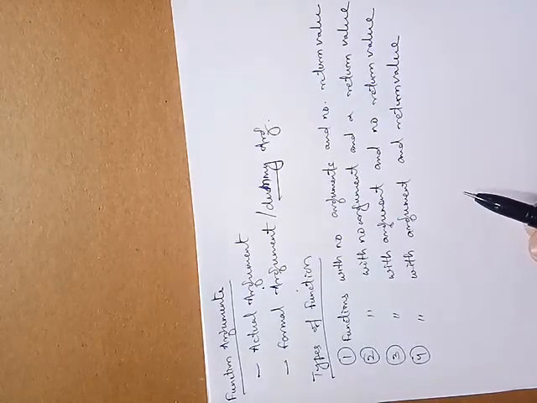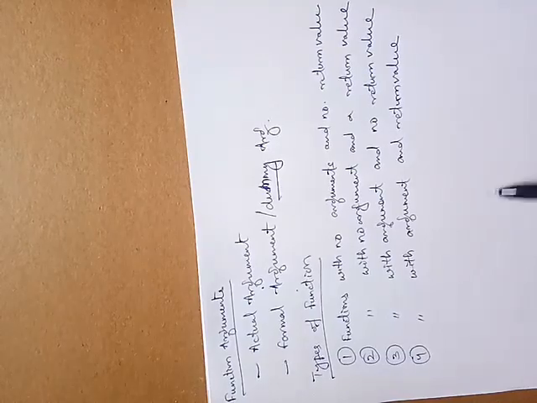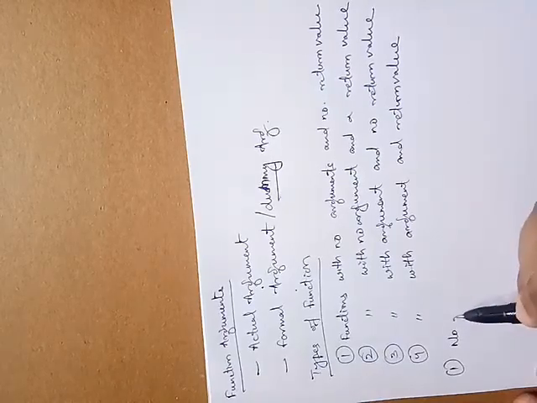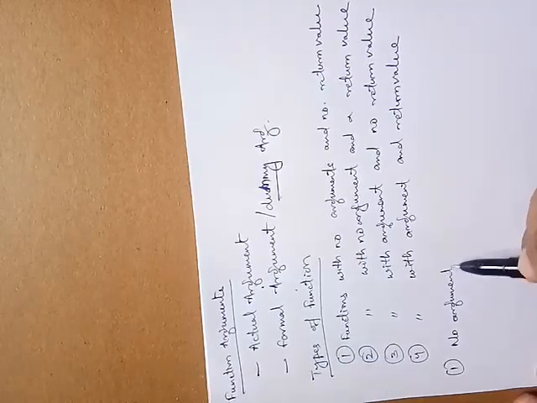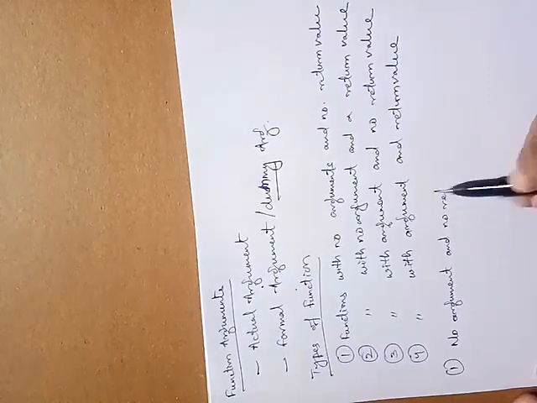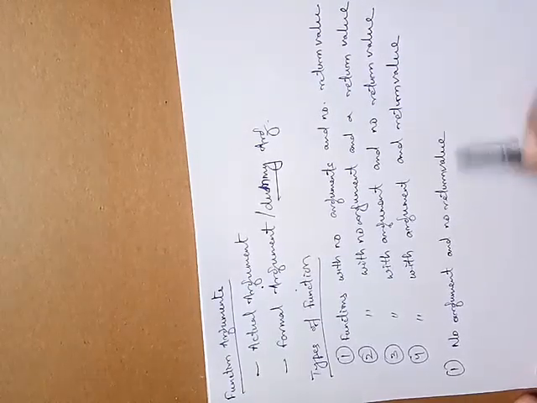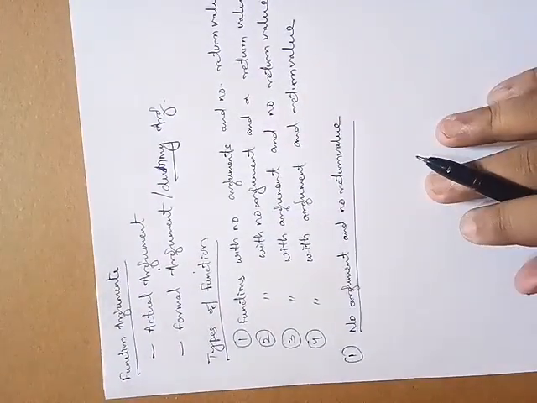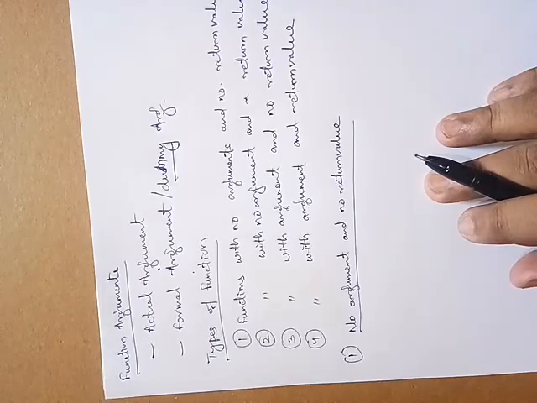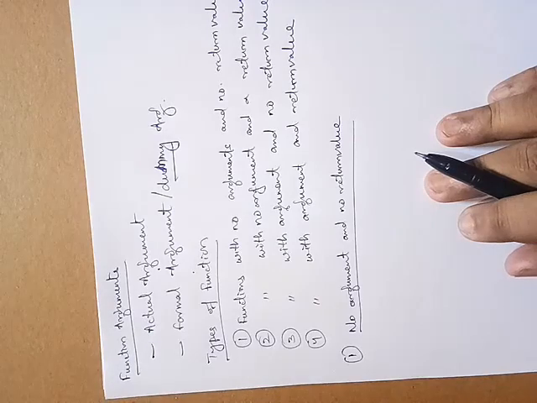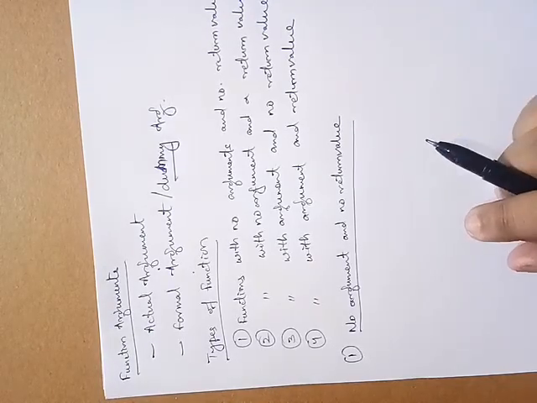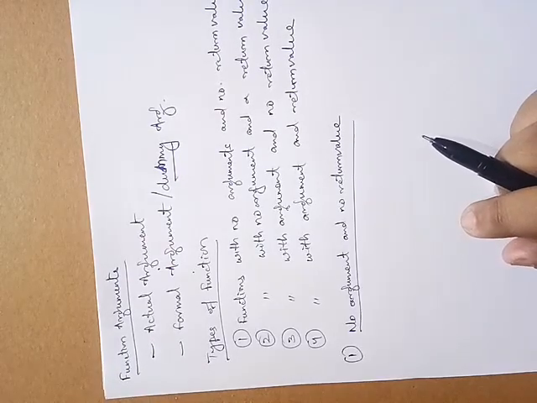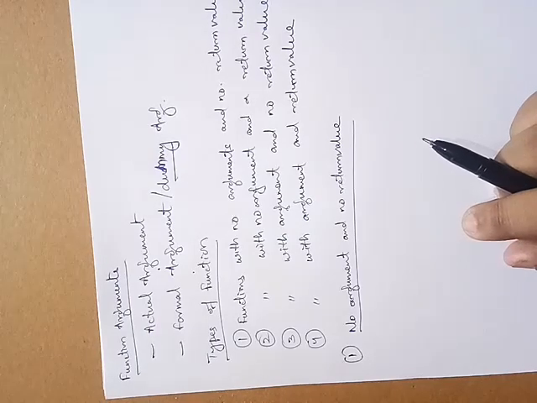So in the first case, function with no argument and no return value. First we'll discuss the first one. In this case, the function has no arguments and does not receive any data from the calling function. Similarly, when it does not return any value, the calling function does not receive any data from the called function.